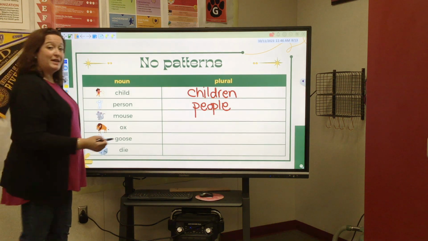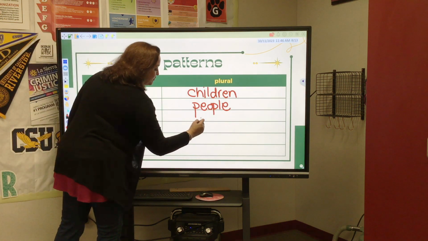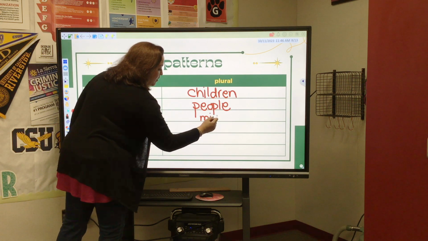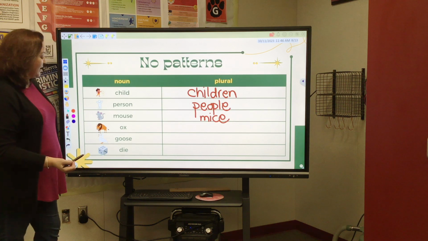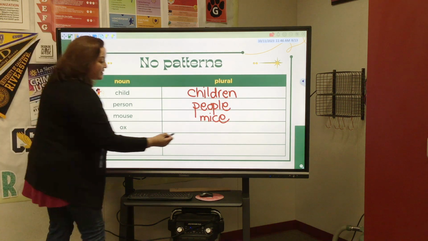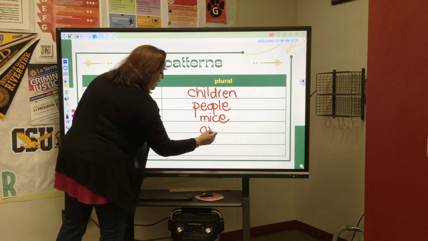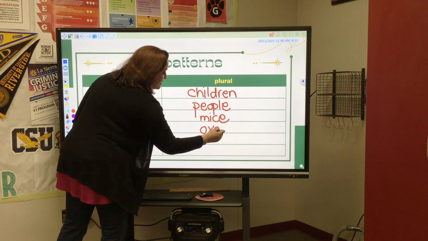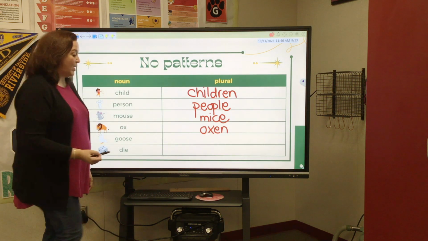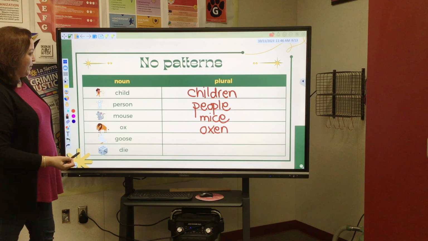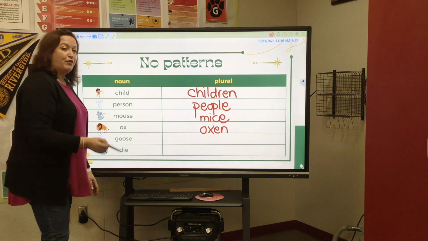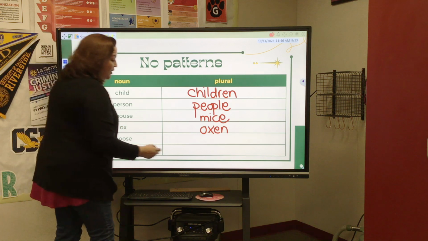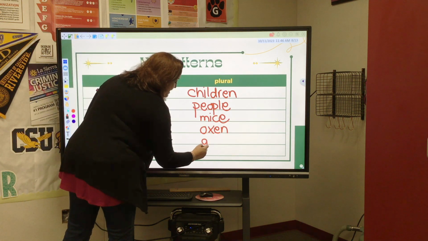Mouse as a plural is mice. And again, there's no reason to most of these. Ox is oxen. And it's possible that you'll see similarities in words, but for the most part, we're just gonna memorize their spelling. Goose, kind of like our foot and tooth, that double O, we have the double E now, geese.